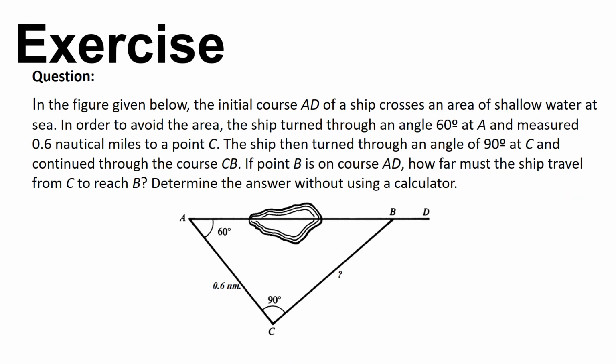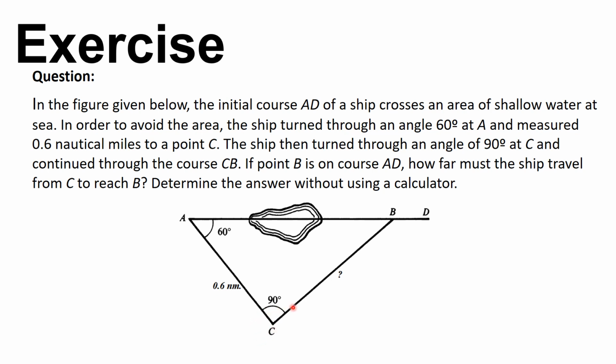Now let's see if you can apply what you have learned so far. In your notebook, try to solve this exercise problem. The question is, in the figure given below, the initial course AD of a ship crosses an area of shallow water at sea. So obviously it has to avoid that shallow area to avoid the risk of grounding. In order to avoid the area, the ship turned through an angle of 60 degrees at A. So the ship turns 60 degrees starboard side and measured 0.6 nautical miles to a point C. So it traveled 0.6 nautical miles until it reached point C.